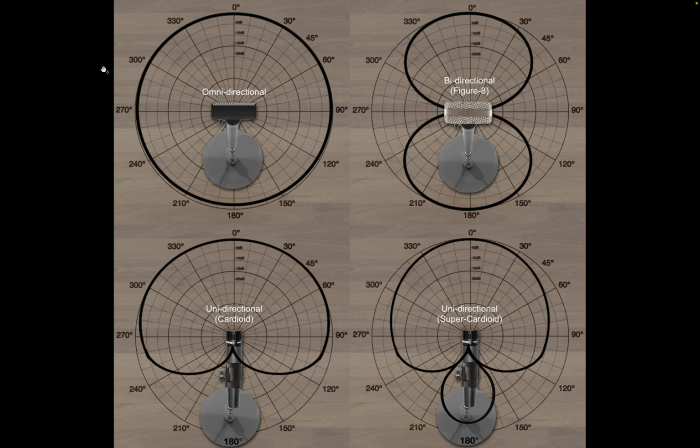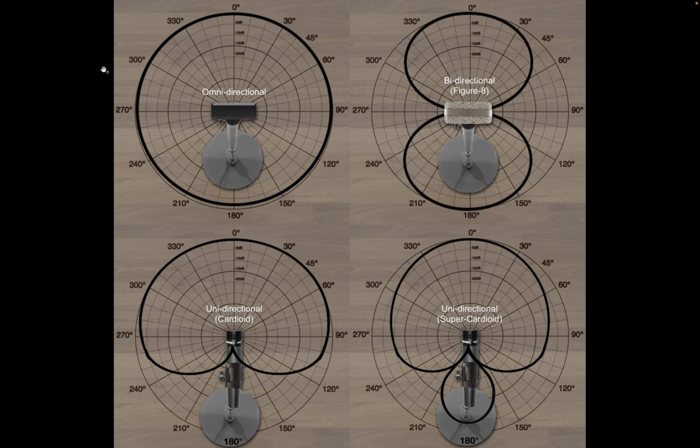We have bidirectional. Now, this is what I earlier called a figure eight. You can see why they call it a figure eight. It's in a figure eight symbol, and it works really well for recording directly in front of it and directly behind it.